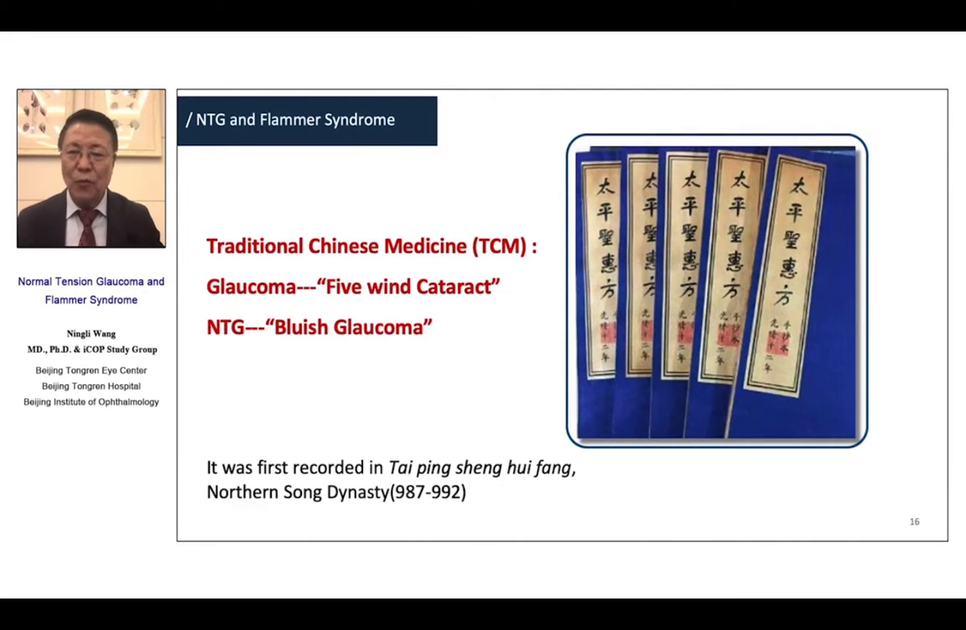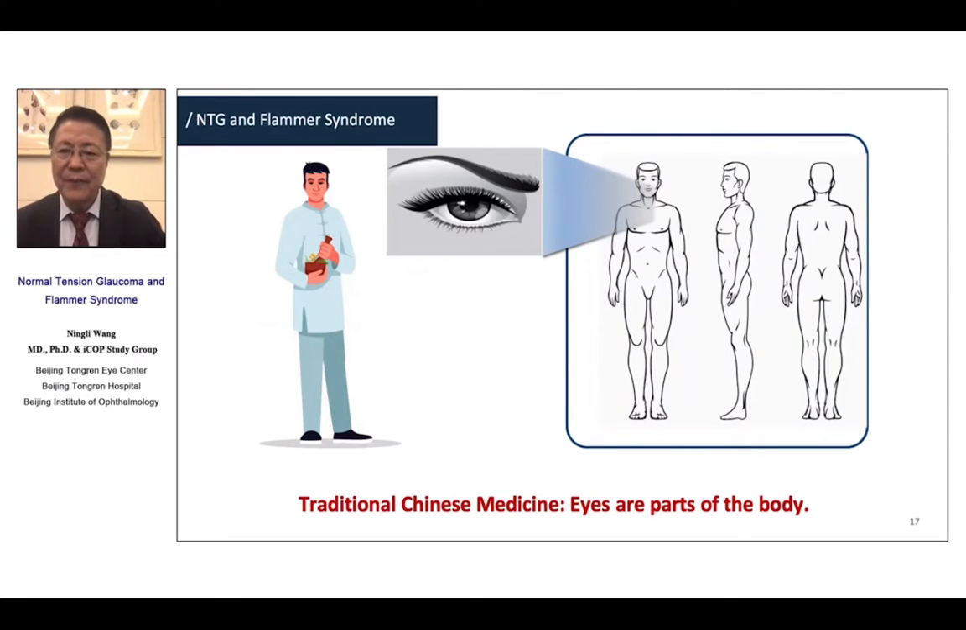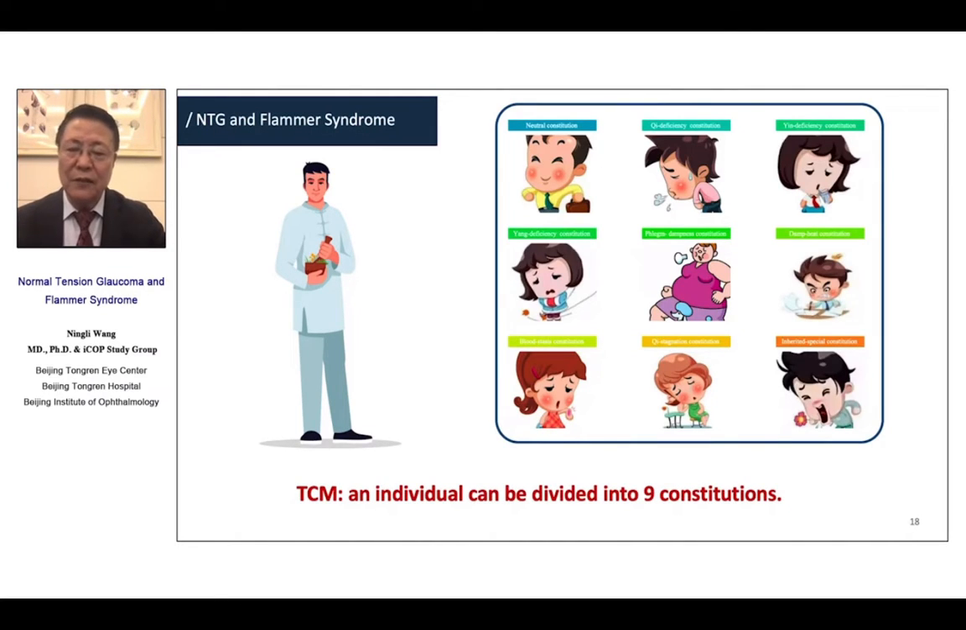Now let's go back to see what traditional Chinese medicine thinks about glaucoma, especially normal tension glaucoma. In the history of traditional Chinese medicine books, this kind of disease is described as five winds cataract or bluish glaucoma. In traditional Chinese medicine, the eye is always considered part of our body, not an independent, separate organ. From the point of view of traditional Chinese medicine, individuals can be divided into 9 subtypes of constitution.